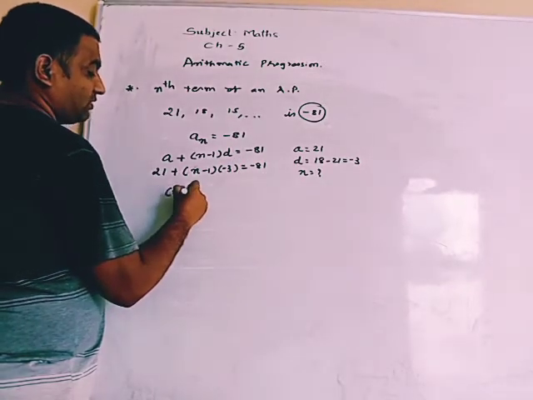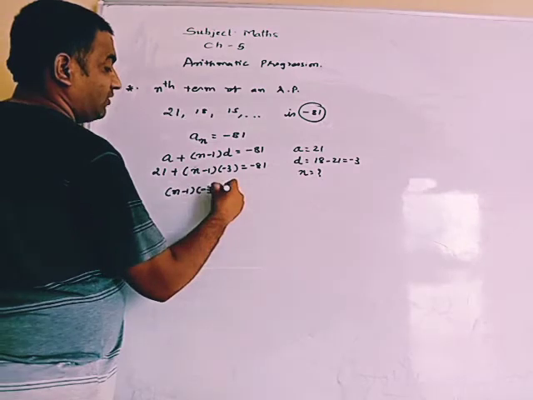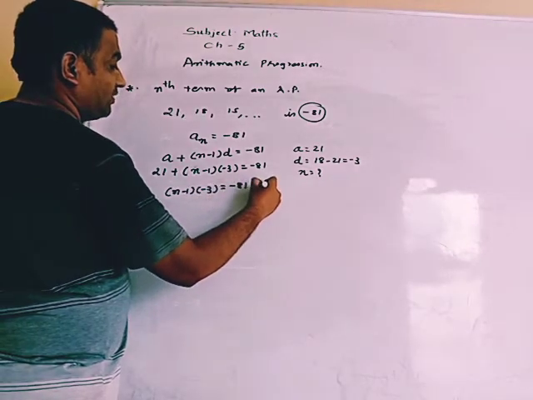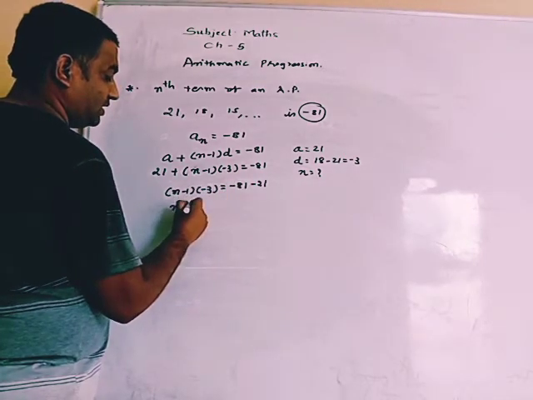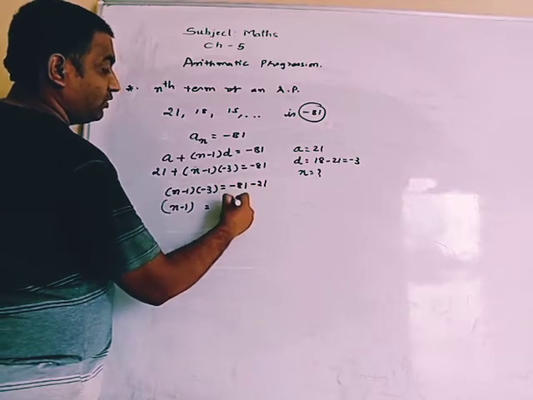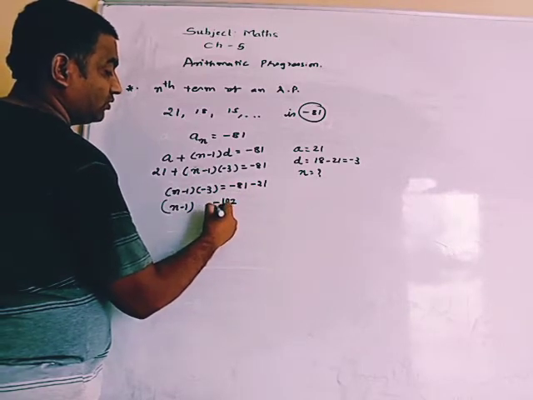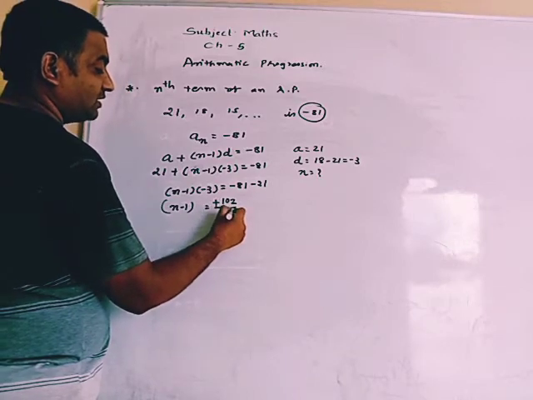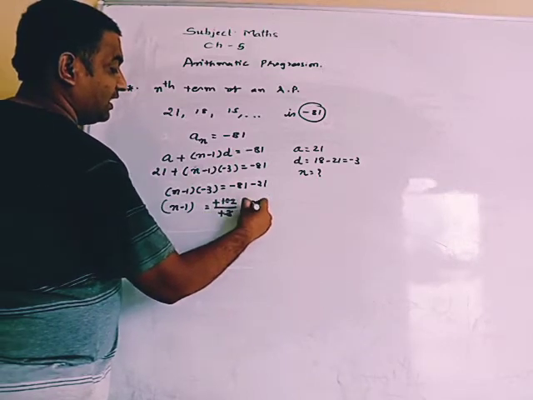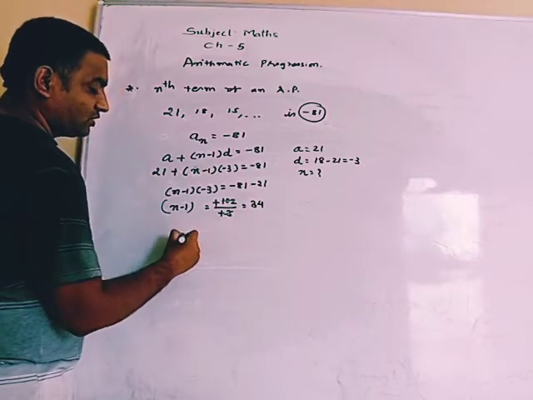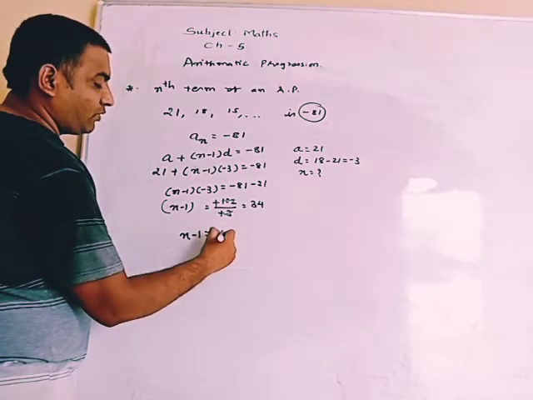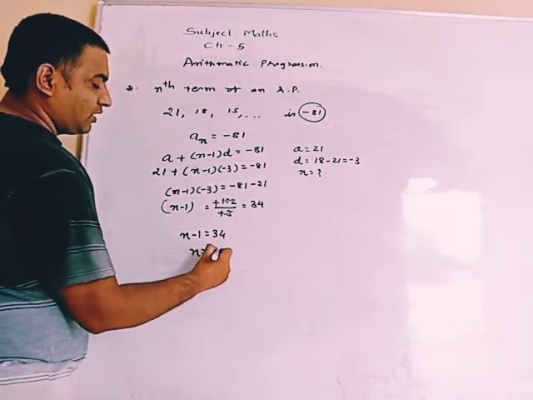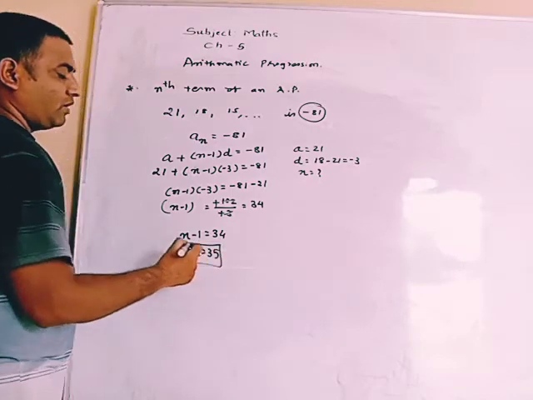So (n minus 1) into minus 3 equals minus 81 minus 21, that is minus 102. So n minus 1 equals minus 102 divided by minus 3. The minus signs cancel, and 3 times 34 is 102. So n minus 1 equals 34, so n equals 35. That means the 35th term will be minus 81.